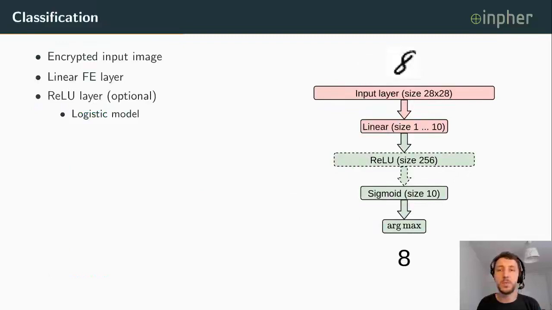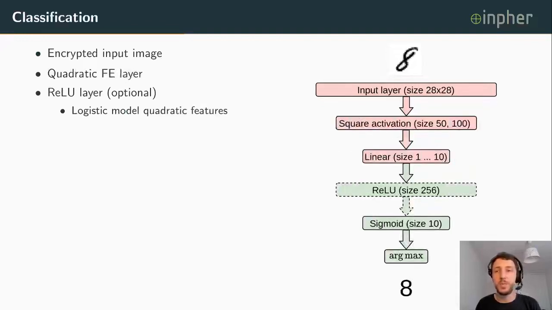We start by presenting how we perform the classification using a functional encryption scheme. So we propose to use a neural network where the first layer, the linear one, is an equivalent of the functionality of a linear functional encryption. We follow it by a rectified linear unit layer, which is an optional one, because if we don't use it, we obtain the usual logistic regression model, and if we use it, we obtain a neural network.